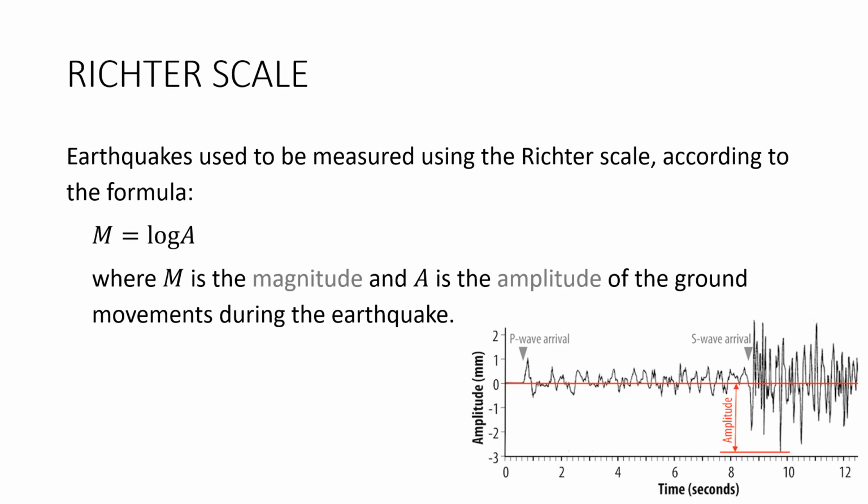Here's the formula. M is equal to log base 10 of A. Now, M is the magnitude, so the size of the earthquake. A is the amplitude of the ground movements during the earthquake. Now, amplitude means the size of the trough or the peak of the wave. So that's the amplitude there.